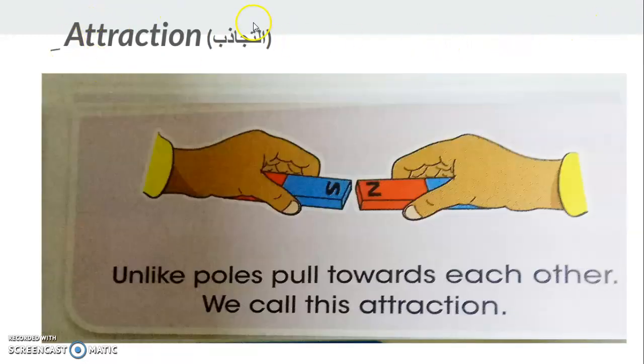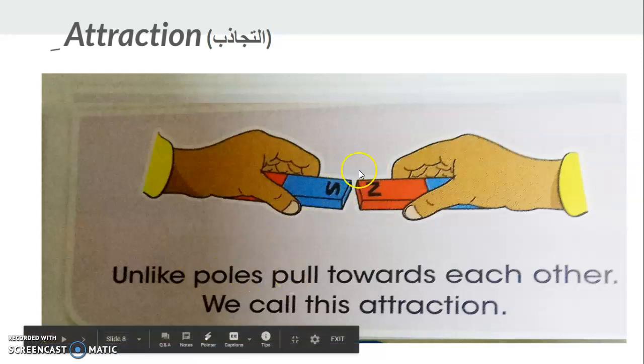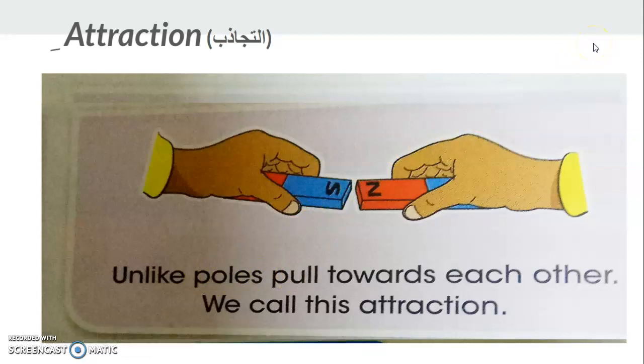Attraction. Look here. It's South Pole. This is North Pole. So these poles are unlike poles. Unlike poles pull towards each other. We call this attraction. التجاذب. Attraction. Repeat after me. Attraction. التجاذب.